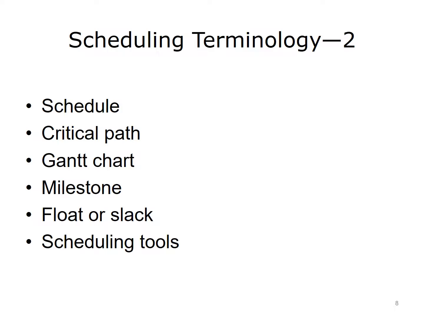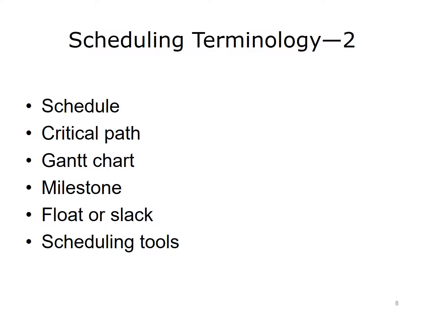The schedule documents when the project activities will be completed. The critical path refers to the longest path of activities through the schedule network, and it establishes the earliest date by which the project can be completed. You will hear critical path referred to constantly when talking about project scheduling.